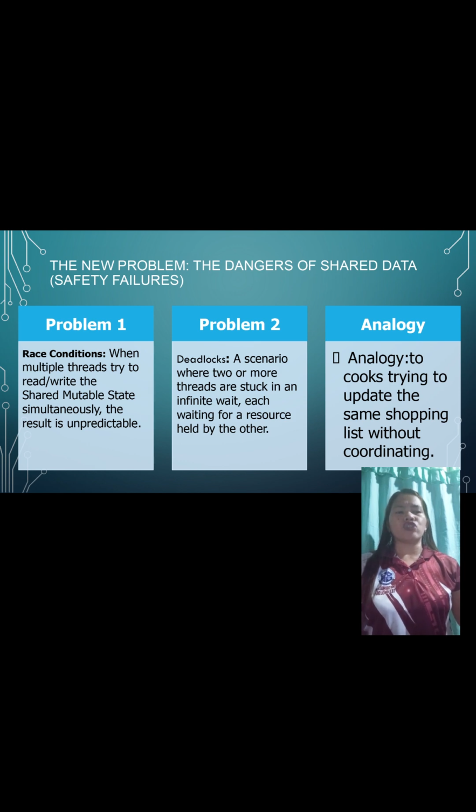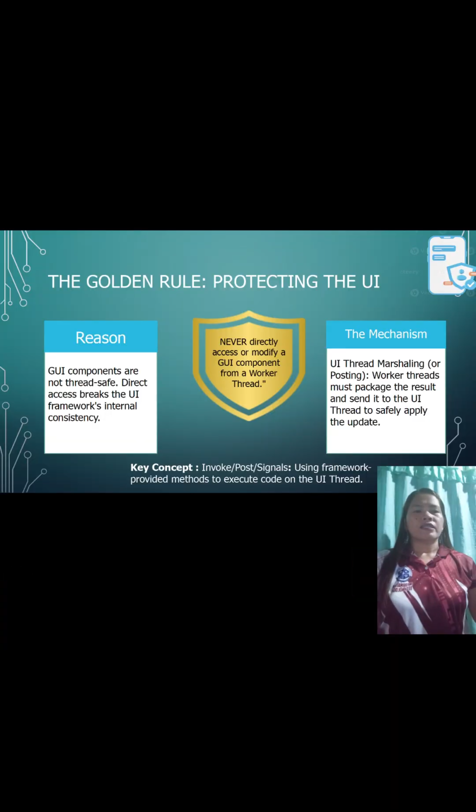Then, the golden rule: protecting the UI. Reason: GUI components are not thread safe. Direct access breaks the UI framework's internal consistency. Never directly access or modify a GUI component from a worker thread. The mechanism, UI thread marshalling or posting: worker threads must package the result and send it to the UI thread to safely apply the update.